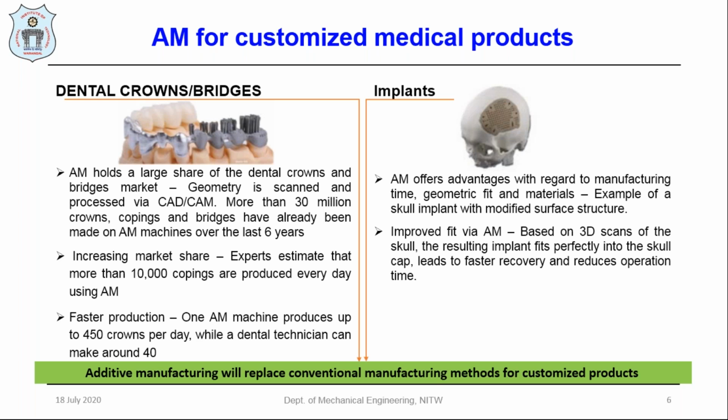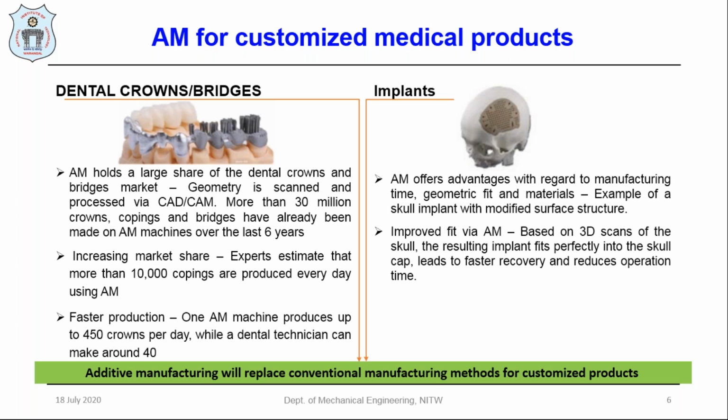You can see here in this slide the dental crowns and bridges, as well as the implants, which are fabricated with the help of this additive manufacturing process. And the geometry can be scanned with the help of CAD and CAM software. A majority of the industries have already fabricated more than 30 million crowns, and coping bridges have been made with the additive manufacturing process over the last 6 years. These are all examples where we can utilize this manufacturing process, the AM process. It is going to replace conventional manufacturing methods for customized products.